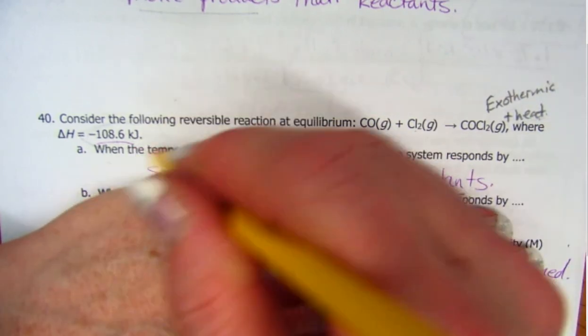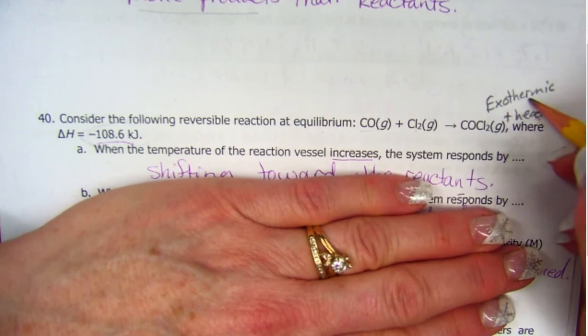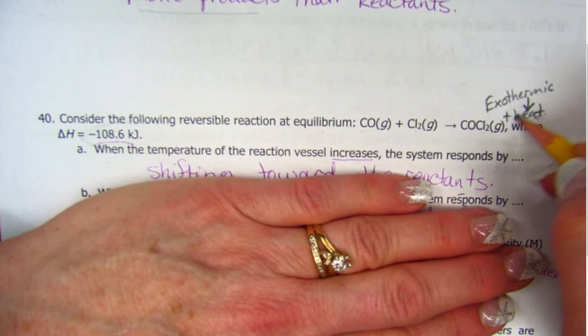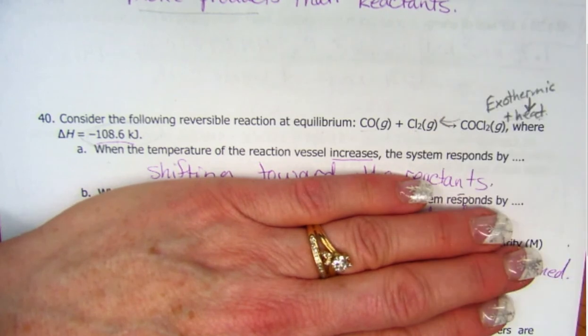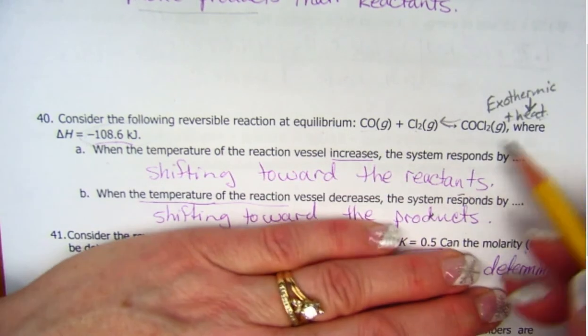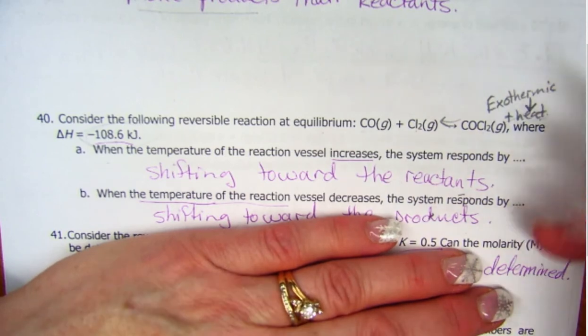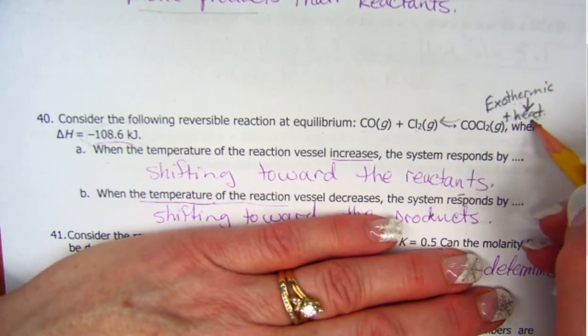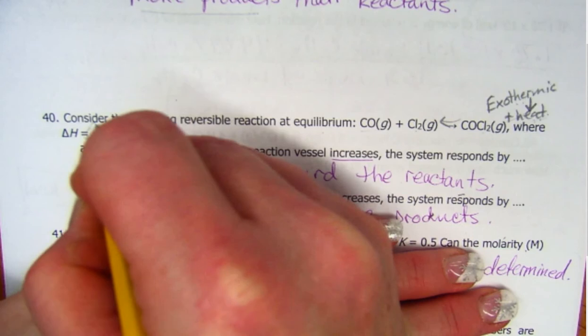Okay, so when the temperature of the vessel is increased, that's like saying I'm putting heat here. I'm making a pile here. It's going to force it that way through the arrow, right? So it shifts towards the reactants. This is exothermic because the heat went on the product side, because it's negative.